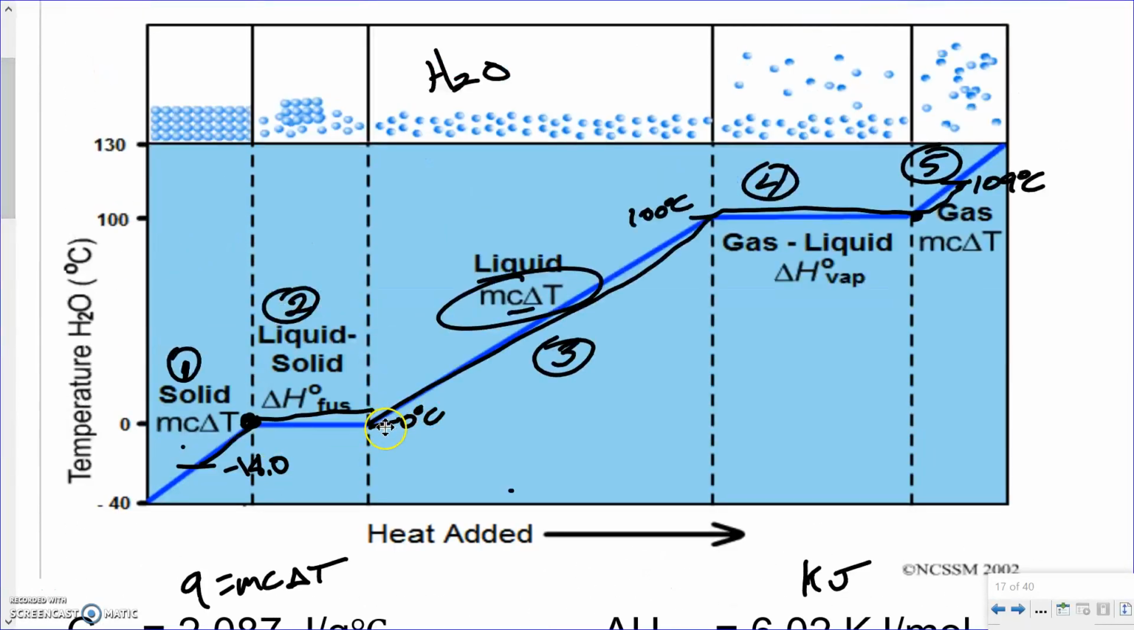I could have you go from 0 degrees Celsius to 101 degrees Celsius. At that point in time, you would just have 1, 2, and 3 steps. You could do all 5 steps. You may only do 1 step. I may ask what it takes to go from 25 degrees Celsius to 90 degrees Celsius. So there's a couple different options that can go on here.